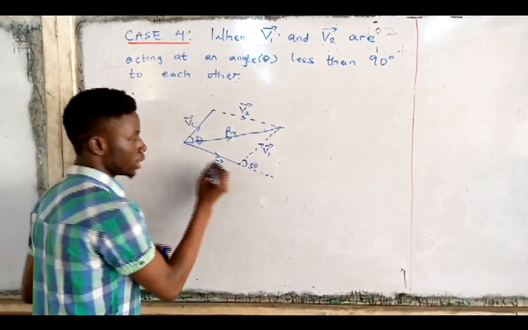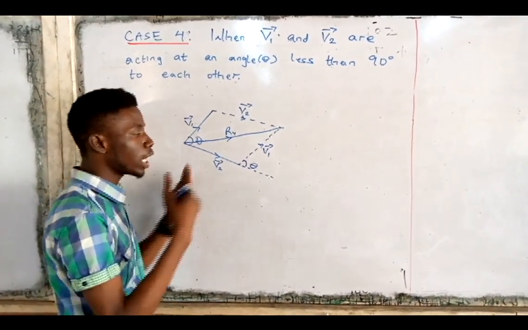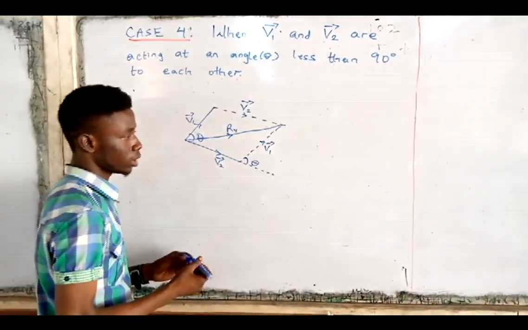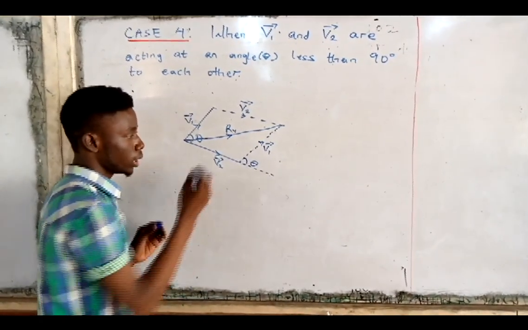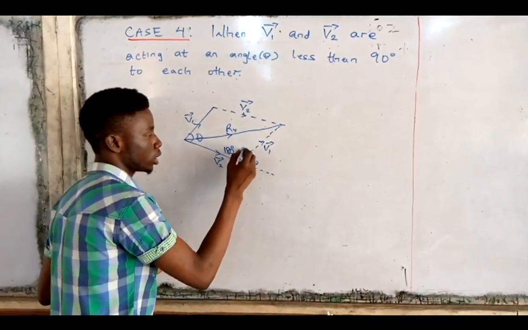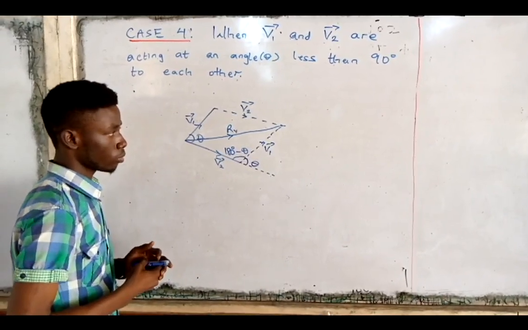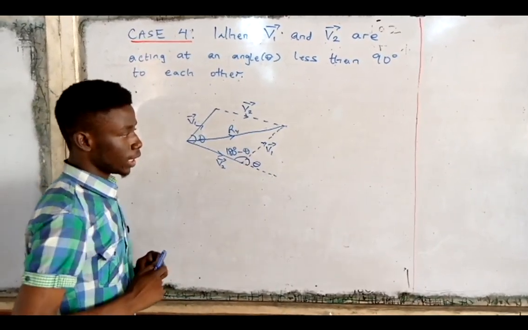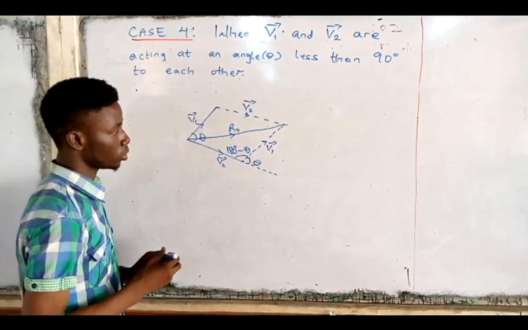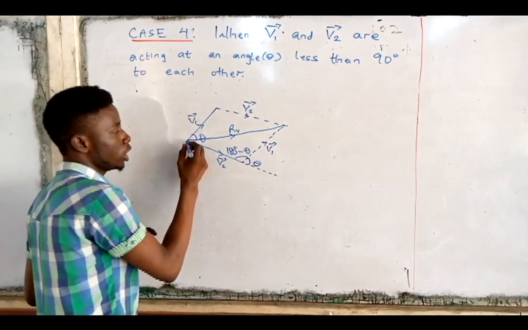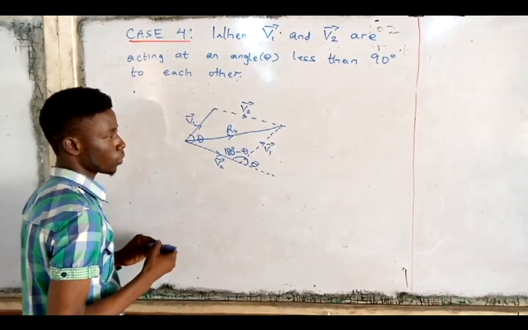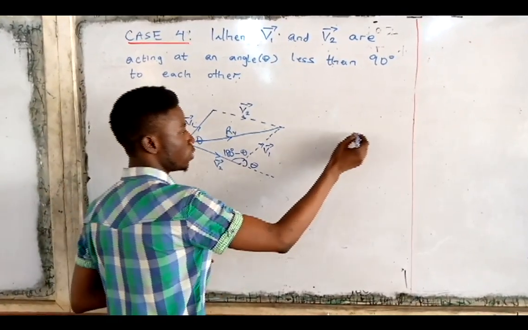Now, since this is a straight line and the total angle on a straight line is 180 degrees, that implies that if this place is theta, then the angle here will be 180 degrees minus theta. Now, from what we did in case 3, I can extract another triangle from this as well, which will be the triangle involving this resultant vector here, the vector V1 here, and the vector V2 here. Now, I will have something of this nature.